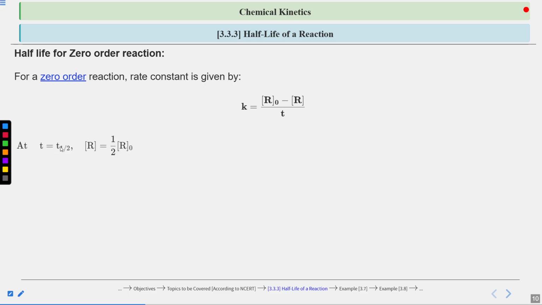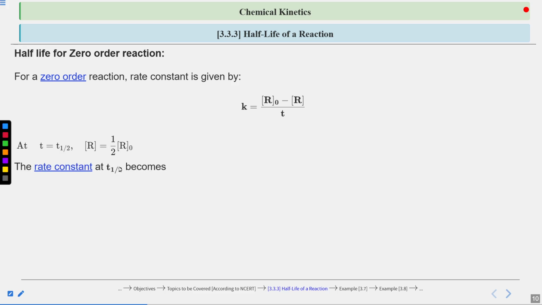So at T equals T half, that means when the time becomes T half, what does that mean? The present concentration of the reactant at T half becomes half of the initial concentration of the reactant. So at T equals T half, the reactant concentration becomes half of the initial concentration.